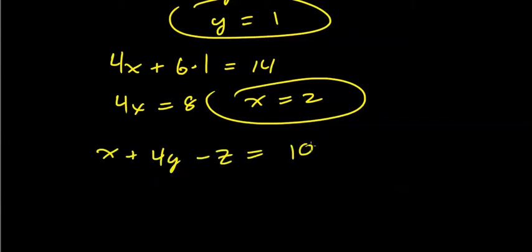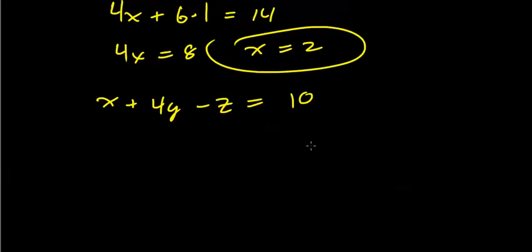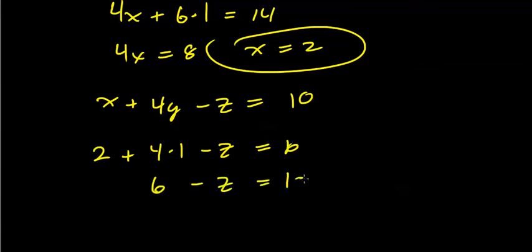And it should work out no matter which one you pick. The solutions must work in all 3 of the equations. Alright, so when x is 2 and y is 1, I get 6 minus z equals 10, minus z equals 4, and of course then z equals negative 4.